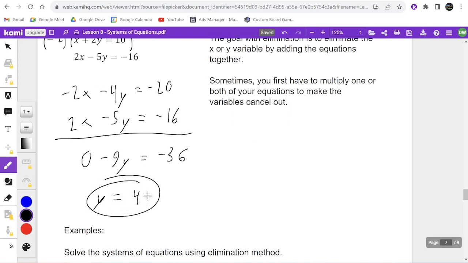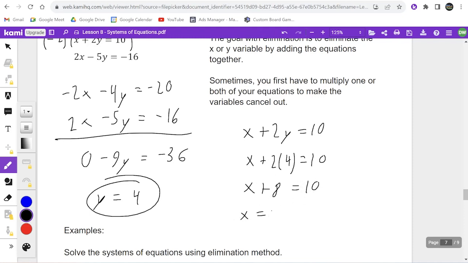And then if you want to solve for x, we have to plug it into one of our equations. I'll choose x plus 2y equals 10. So then x plus 2 times 4 equals 10. x plus 8 equals 10. Subtract 8 from both sides, x equals 2. And there's our solution. Any questions on that one?